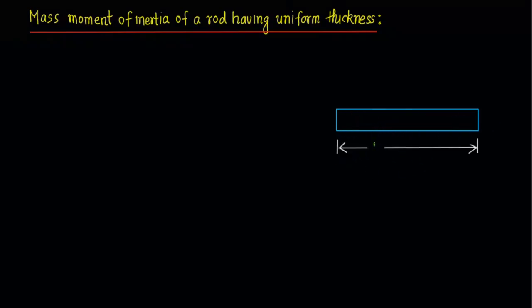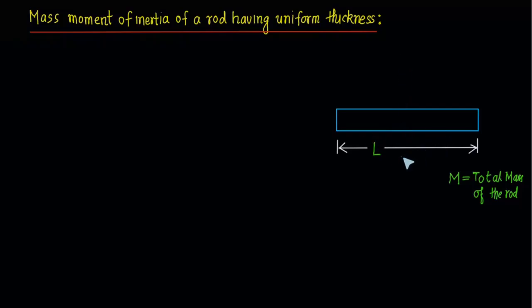Let's say L is the length of the rod, and we would like to find the moment of inertia of this particular rod. Let me call the total mass of the rod m. So this rod has got total mass m and its length is L. Now we would like to find the moment of inertia of this rod about some axis.